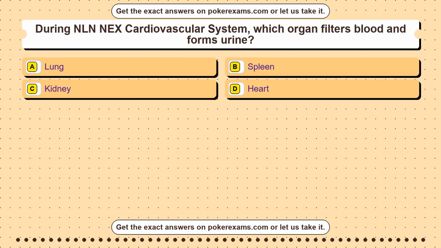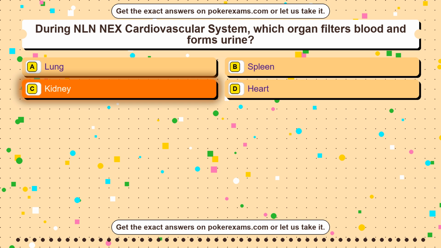Question 31. During her CO2 biology review, which cell structure controls most cell activities? Option A. Cell wall. Option B. Vacuole. Option C. Nucleus. Option D. Ribosome. The correct answer is option C.